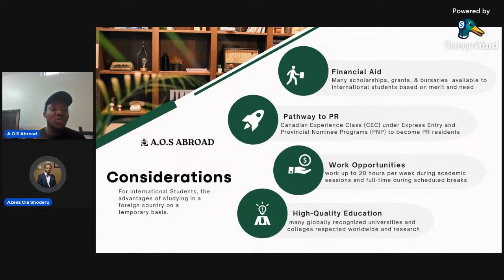Canadian Experience Class is a pathway under Express Entry for you to explore when you come into Canada as a temporary resident or as an international student. Even provincial nominee programs, PNPs, are other pathways for you to become a PR resident after you have schooled in Canada. The only thing is that for a study permit, you may need to first finish those programs, maybe a 1 year program, a 2 year program, or a 3 year program, before you have the opportunity to switch to the PR pathways. And again, it is not sure, but it is one pathway a lot of students make use of. Now, financial aid. Many times you can apply for scholarships, grants and bursaries available to international students based on merit and need, and that would support you in your quest to study in Canada.